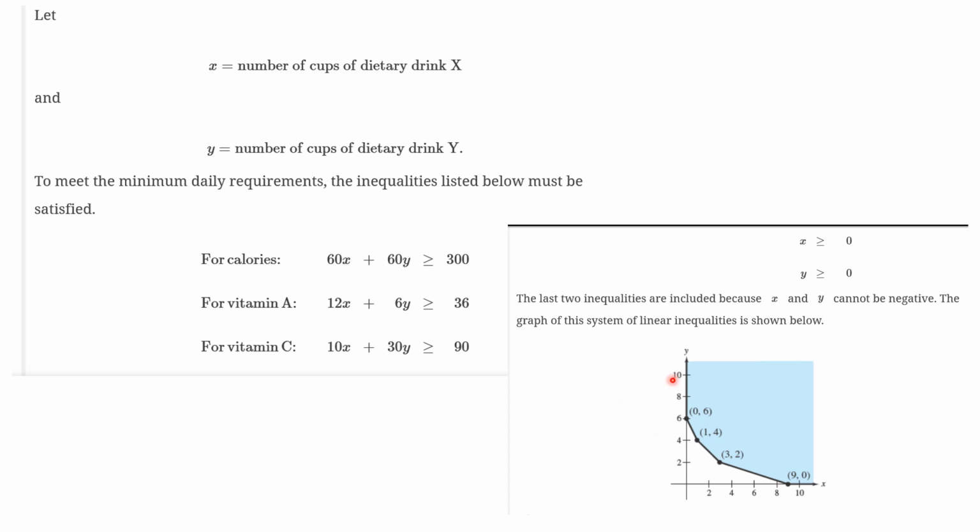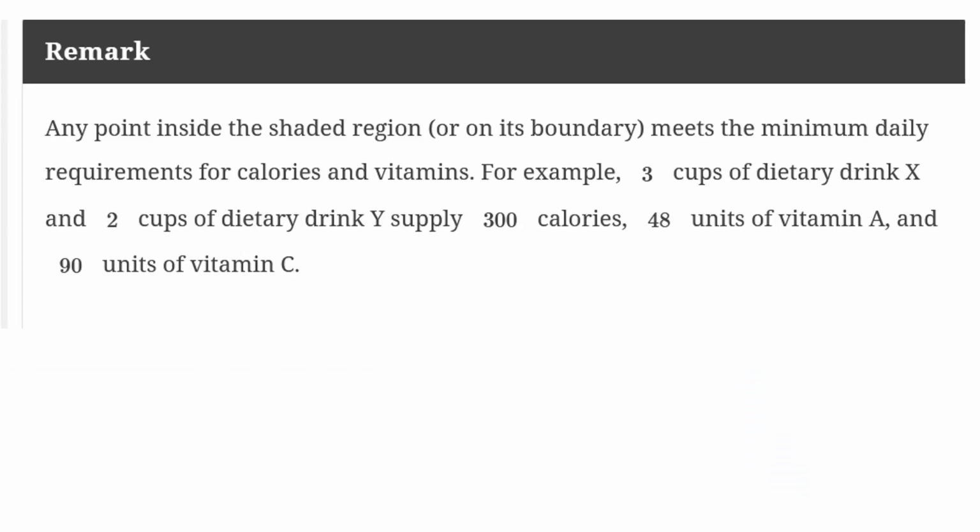Now, if we graph all of this, we get this region, and you should make sure that you can come up with the corner points as well as the correct region. Now note, please, that any point inside the shaded region or on its boundary that meets the minimum daily requirements for calories and vitamins is going to be called a feasible region. So for example, 3 cups of dietary drink X and 2 cups of dietary drink Y provide 300 calories, 48 units of vitamin A, and 90 units of vitamin C.